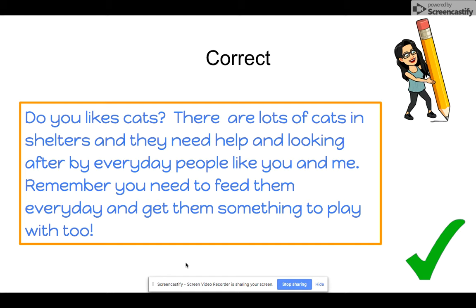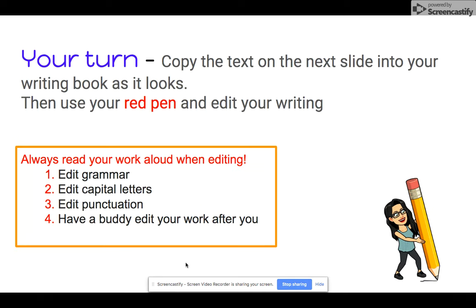If I rewrote it, it should read and look like this. I've got everything correct now. Thanks for your help. Your turn now. You're going to copy the text on the next slide into your writing book as it looks on the slide. Then you're going to use your red pen and you're going to edit the writing. See if you can spot all of my mistakes. Make sure you always read your work aloud when editing.